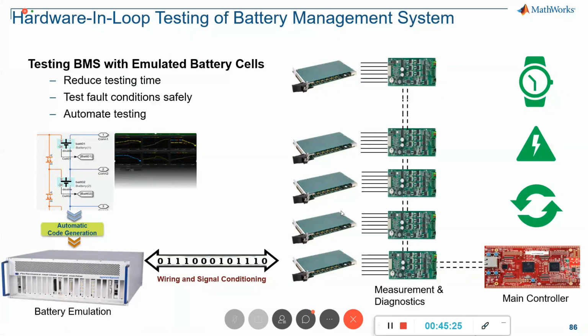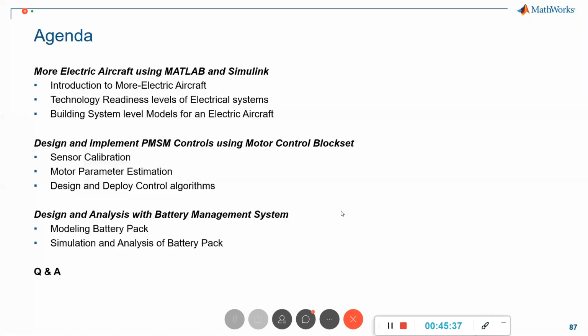This kind of setup helps us in covering all aspects of the batteries, and we will be able to test and validate the complete working of the controllers. So with that, I end my talk on the battery management system. In review, we saw how the electrical aircraft will be simulated. We saw how the system level simulations can be built. We then focused on two specific subsystems: one is the motor control and another is the battery management system.